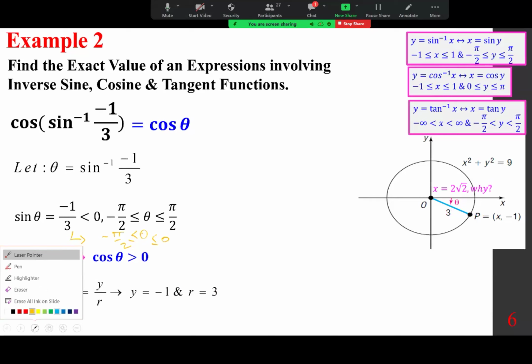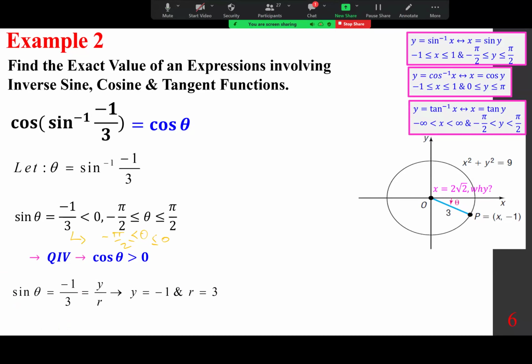So remember, x squared plus y squared equals r squared. So x squared plus 1 equals 9. So x squared equals 8. And x is plus minus square root of 8, which is 2 square root of 2. And the reason we choose positive is because of the quadrant. Because of the quadrant, everybody.